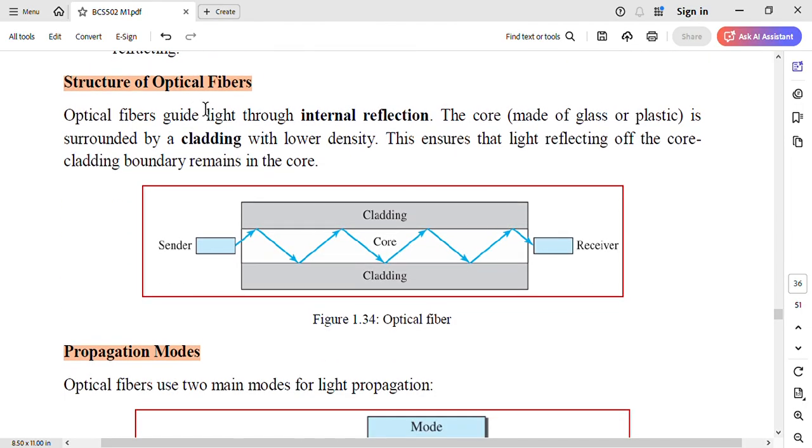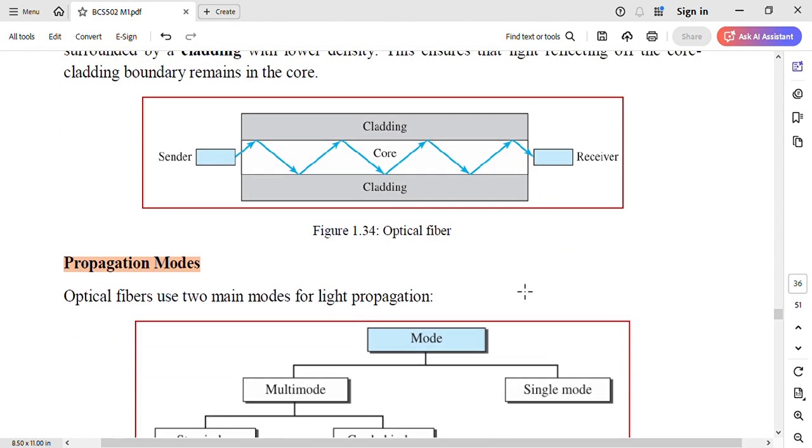Structure of optical fiber. Optical fiber guides the light through internal reflection. The core is surrounded by cladding with lower density. This ensures that light reflecting off the core-cladding boundary remains in the core. So here we are projecting a light and it will come to the end at a receiver. Within this cladding it is going to keep reflecting and then reach the receiver.